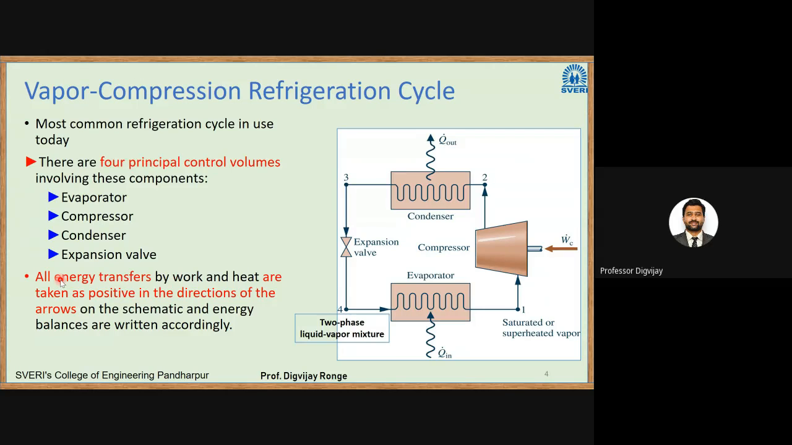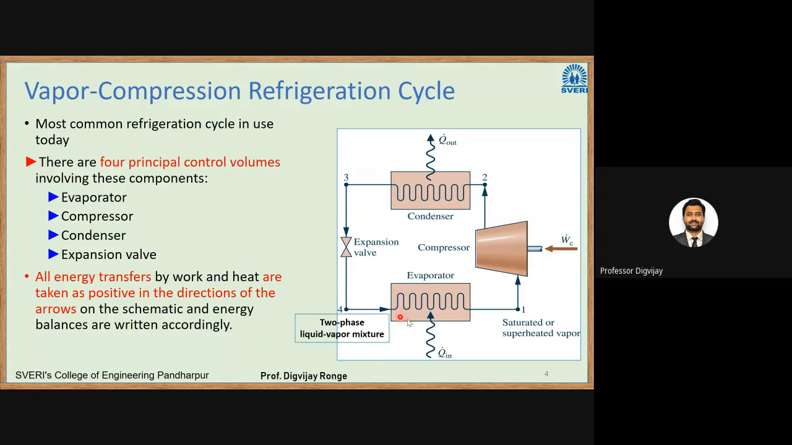There are four principal control volumes involving these components. Control mass is related to closed systems, and control volume is related to steady flow systems. So the major components here are the evaporator, then the compressor, condenser, and expansion valve. All energy transfers by work and heat are taken as positive in the direction of the arrows on the schematic, and energy balances are written accordingly. Here, the evaporator will take heat from a lower temperature reservoir.